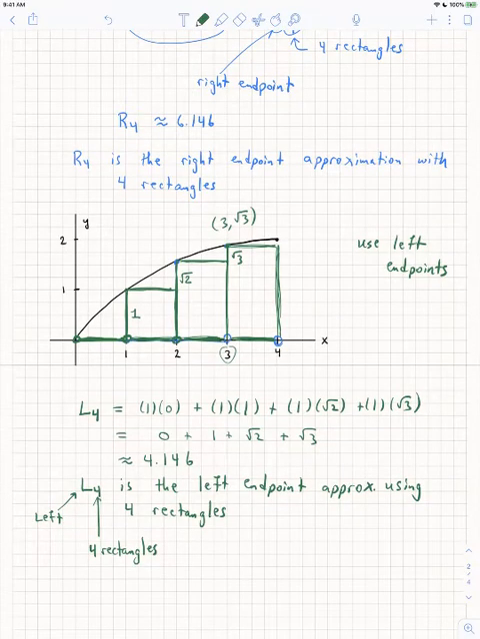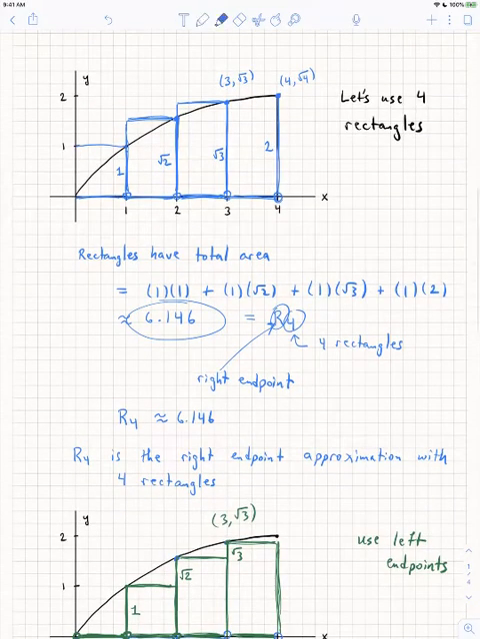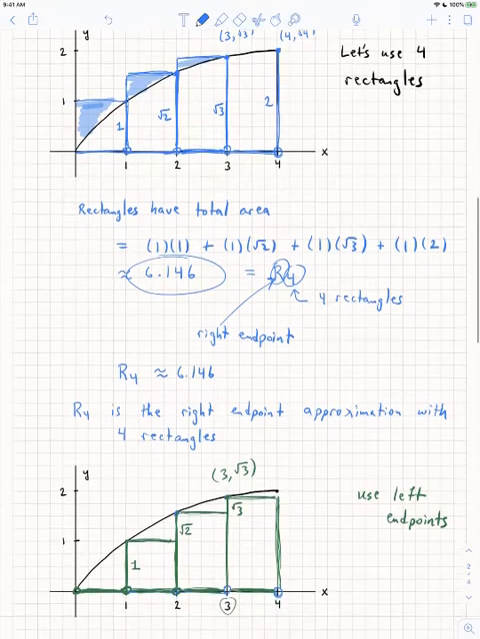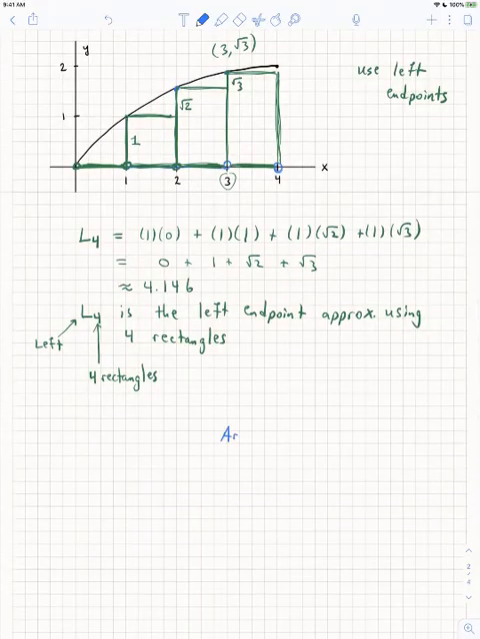Now, how do these numbers relate to the area? Well, if we scroll back up to the first one, we can see that our rectangles are all bigger than the curve. So if you add all of these areas up, you're going to get something which is a little too much. So what that tells us is that the actual area is going to be less than R4, which is approximately 6.146.